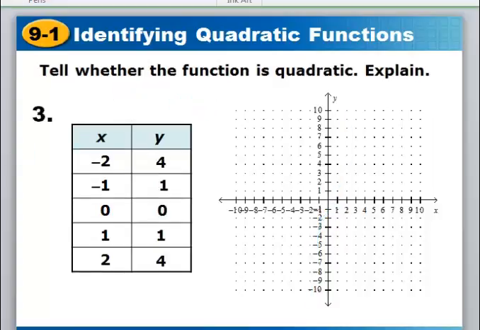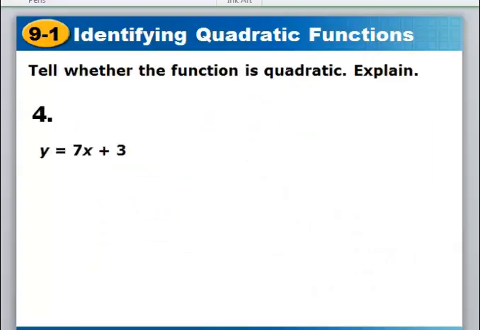The next one, to tell whether or not something is a quadratic function, we'll just go ahead and graph these points that are given. -2, 4, -1, 1, 0, 0, 1, 1, and 2, 4. Notice what I get is the parabola shape, so this is a quadratic because I do get the parabola shape.